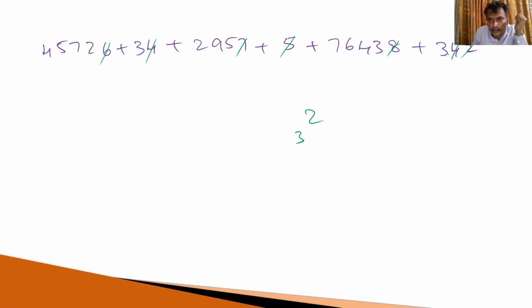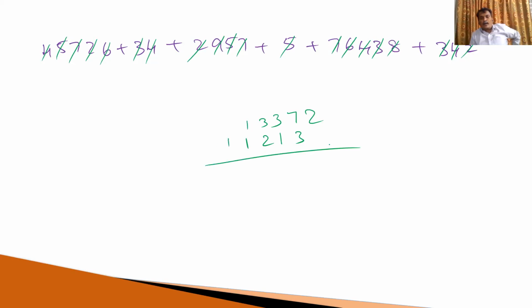Next, the tens digit. 4, 7, 2, 5, 7. So 7 is here and 1 is carried. Next 3, 7, 6, 3. So 3 is here and 2 is carried. Next 6, 8, 3, 1. Next 7, 4, 11. So what is the answer? Answer is 2, 0, 5, 5, 2, 1. This is the answer, right?